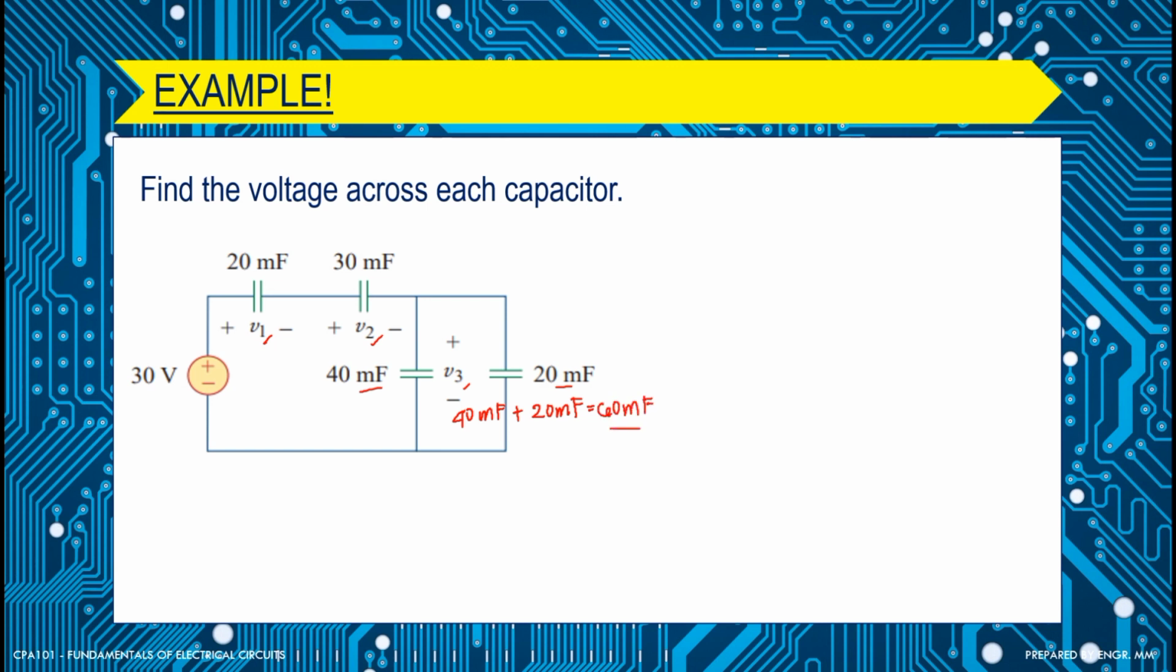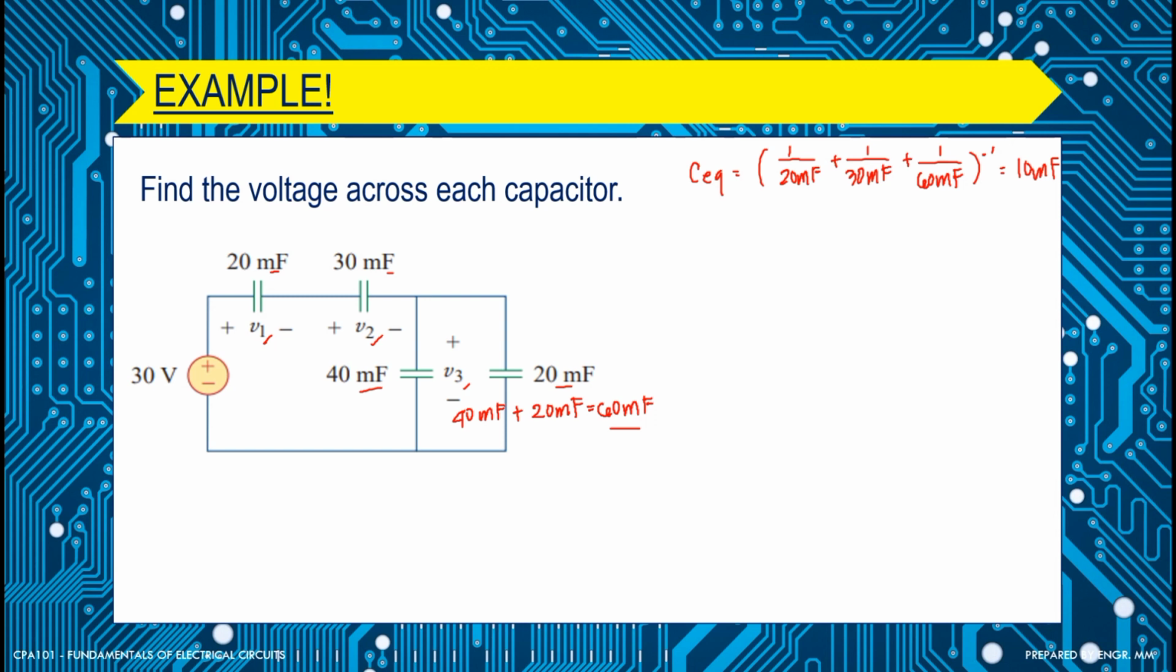Then 60 millifarad is in series with 30 and 20. Therefore, our equivalent capacitance equal to 1 over 20 millifarad plus 1 over 30 millifarad plus 1 over 60 millifarad, then the reciprocal. And that is equal to 10 millifarad.